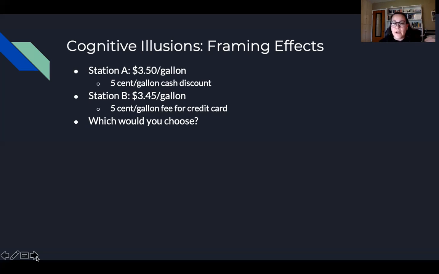So all other factors being equal, like for example, the cleanliness and the appearance of the station, both of them look nice. Both of them are brands of gas that you like. Both of them have lots of open spots. Which station would you then want to go to? Which of these stations would you choose? Would you go to station A or station B?